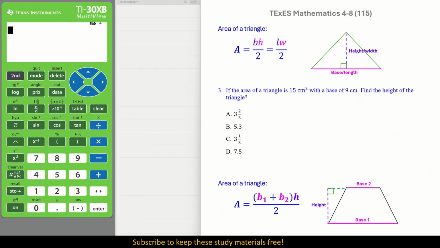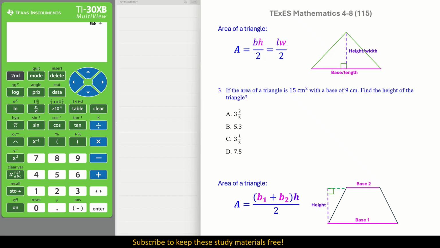All right, number 3. If the area of a triangle is 15 centimeters squared with a base of 9 centimeters, find the height of the triangle. Okay, now we know that the area of any triangle is base times height divided by 2, and that will be given in the formula sheet while you take your test, okay? All right, so we're just going to pop that in the calculator.